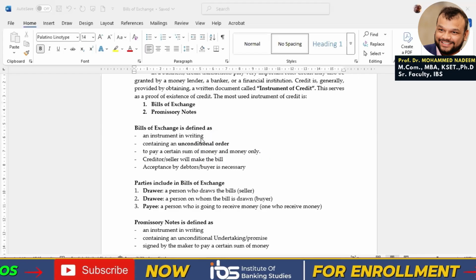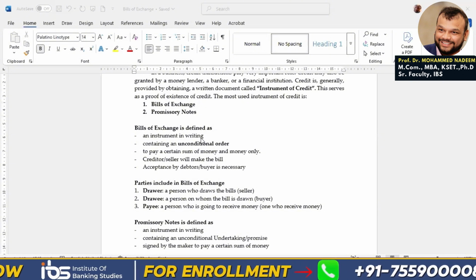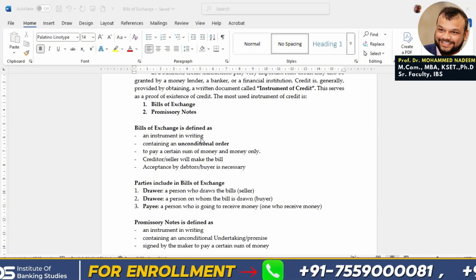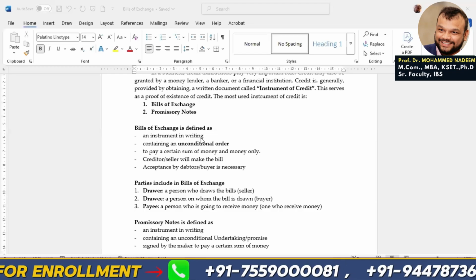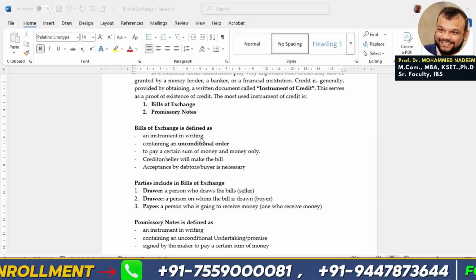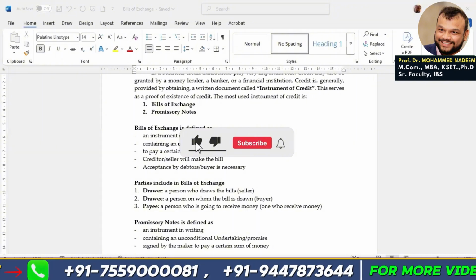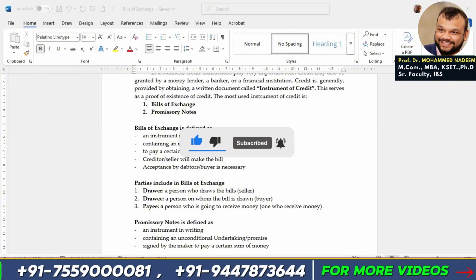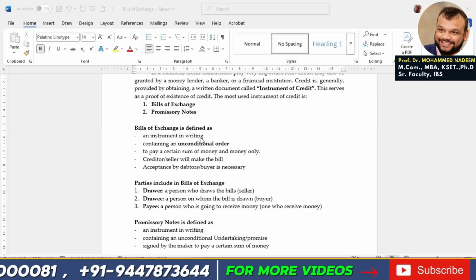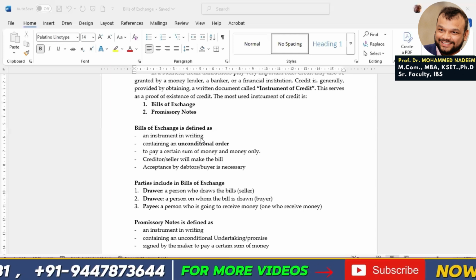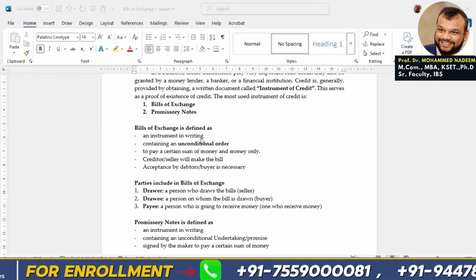It contains an unconditional order. Containing an unconditional order means he is telling you that if you don't pay the money on time, you will be penalized with interest, and what further action will be taken against you. And if you pay money before the maturity date, what allowances or benefits will be given to you. All these conditions will be written in the bill. That is the second point. The third point is to pay a certain sum of money, and money only. No payment other than money will be accepted.